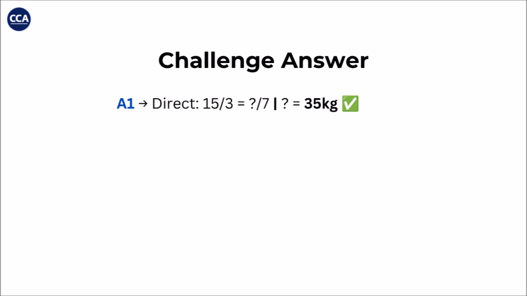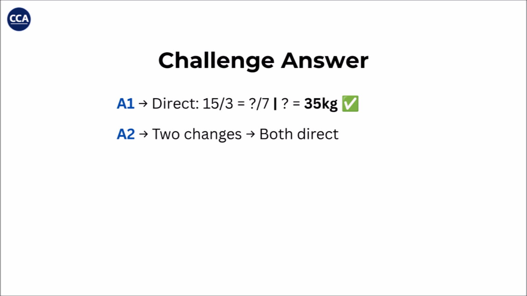Answer 1. Rice in days. More days, more rice. Direct proportion. 15 over 3 equals rice over 7. Cross multiply. 3 times rice equals 105. Rice equals 35 kilograms.